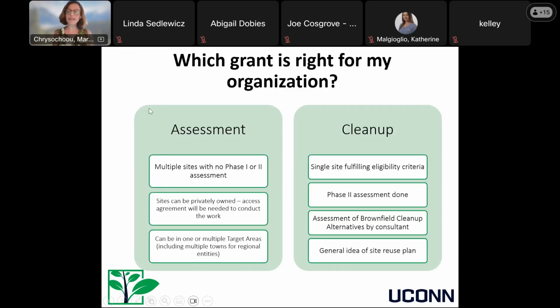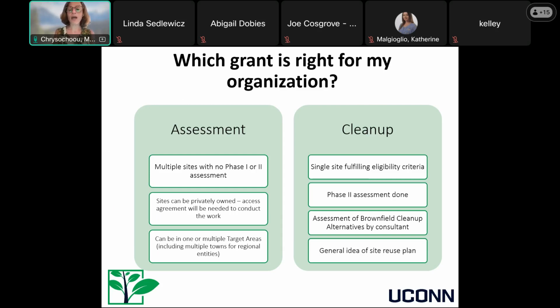Okay, so what is the difference between assessment and cleanup? If you're familiar with that, assessment grants are appropriate if your organization is a town or a regional planning commission, where you have multiple sites that don't have a phase 1 or phase 2 assessment. These sites can be owned by you or another entity. They can be privately owned, and you only need an access agreement to conduct the work. And these sites can be in one or multiple target areas, including multiple towns for regional entities. So the idea here is that you go to multiple sites and do site investigations.